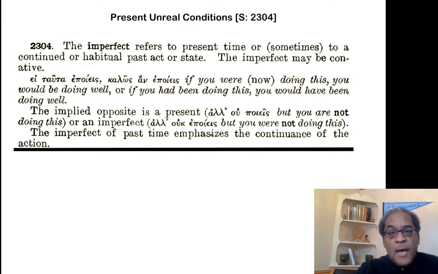So the implied opposite is the present, alla ou poies, but you were not doing this, or the imperfect, alla ou epoies, but you were not doing this. The imperfect of past time emphasizes the continuance of the action. So here in the apodosis, we have the imperfect with an. That is a very common use of the imperfect with an, or with a past tense, to reflect an unreal circumstance. Okay? So if you were doing this, you would have been doing well.